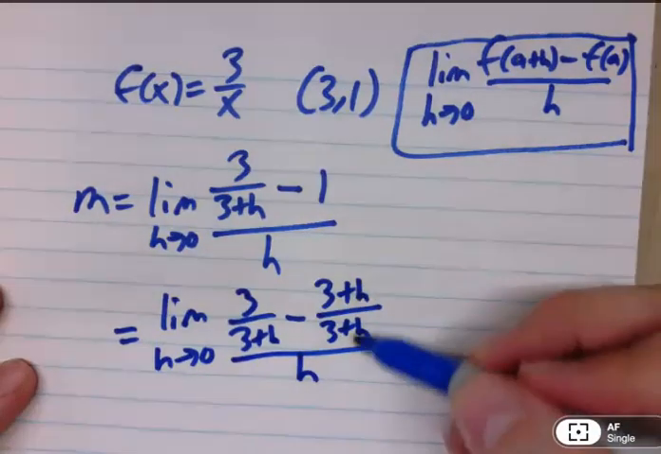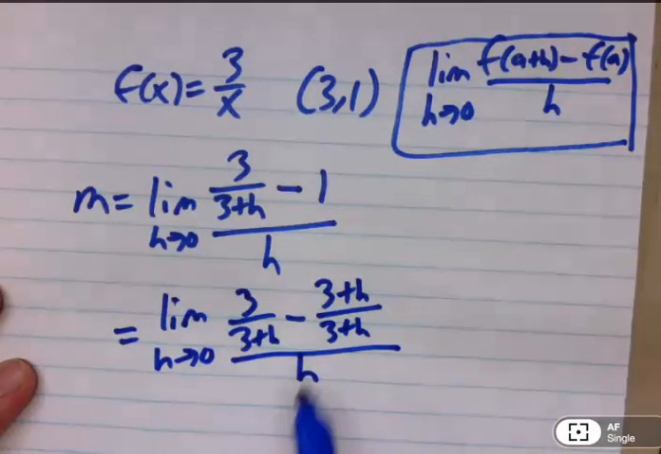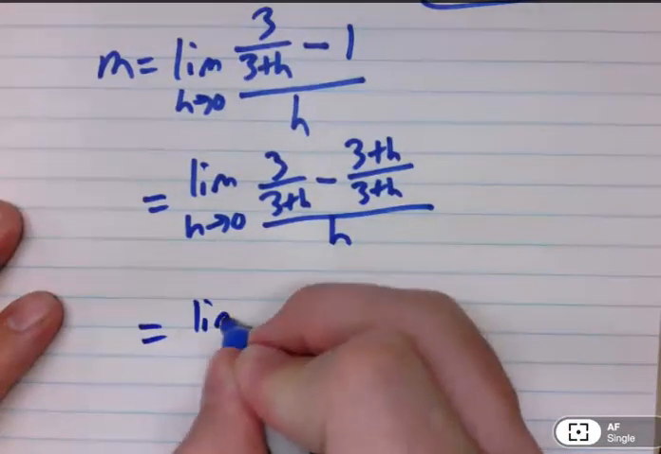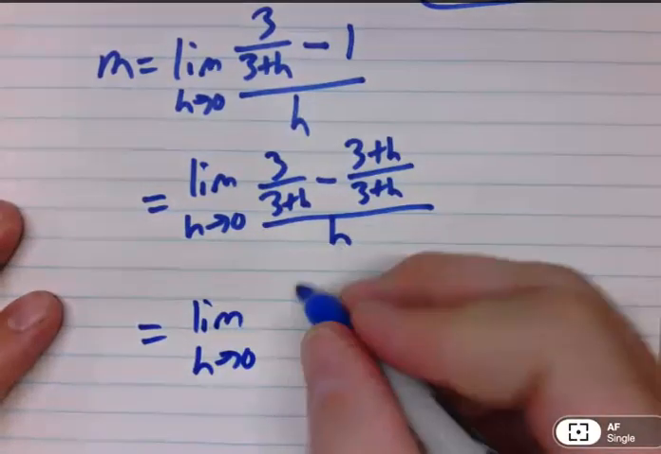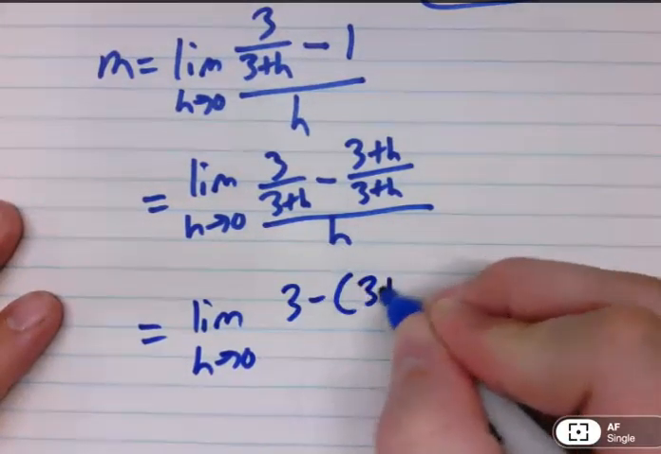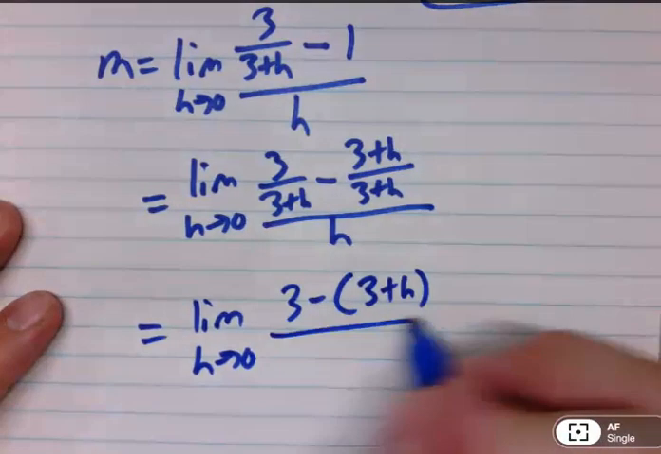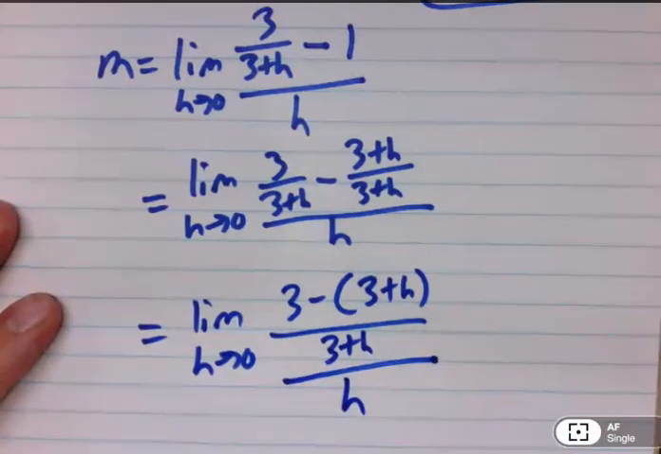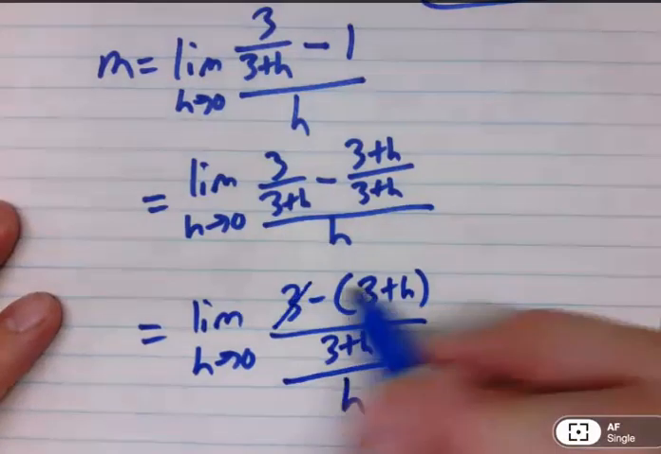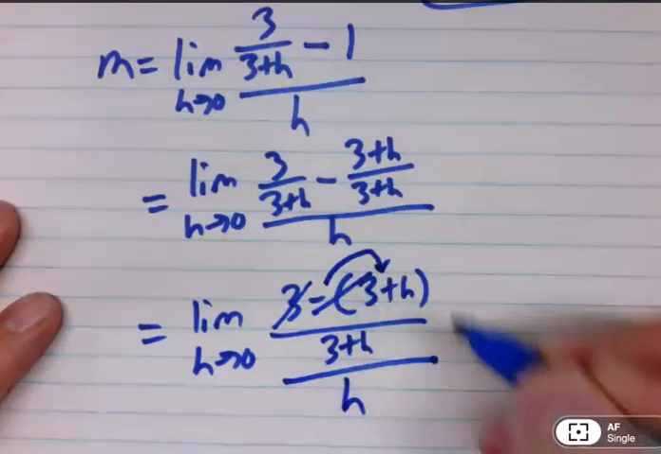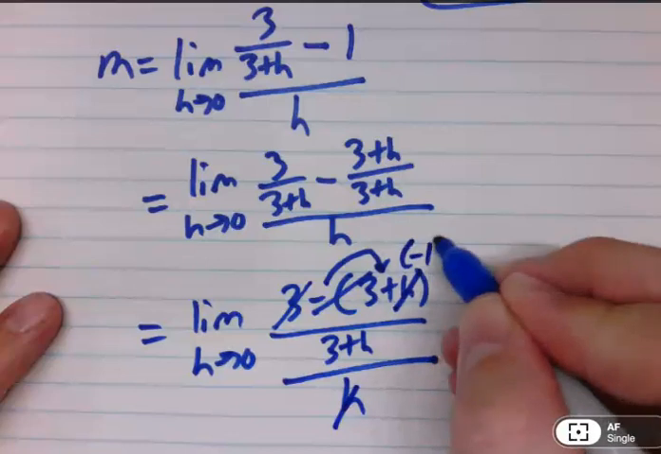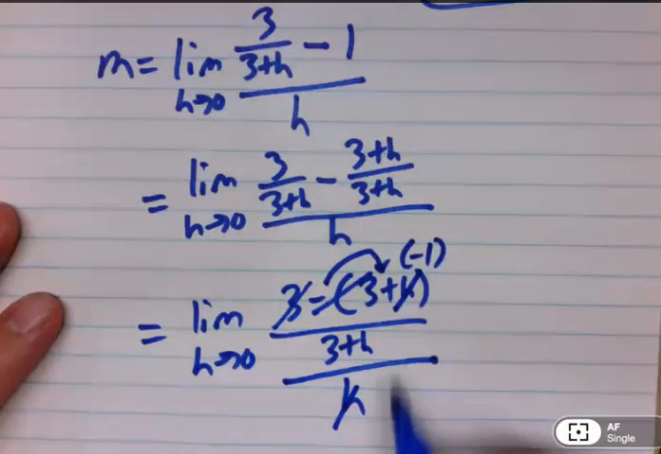So that's where I just rewrote the 1 like that so I can get a common denominator. And that's going to be 3 minus the quantity 3 plus h, be careful there, all over 3 plus h, all over h. Hopefully you notice here the 3's are going to cancel, but this negative is actually distributed to the h, so when I go to cancel these out, I again have a -1. Okay, don't forget to distribute.